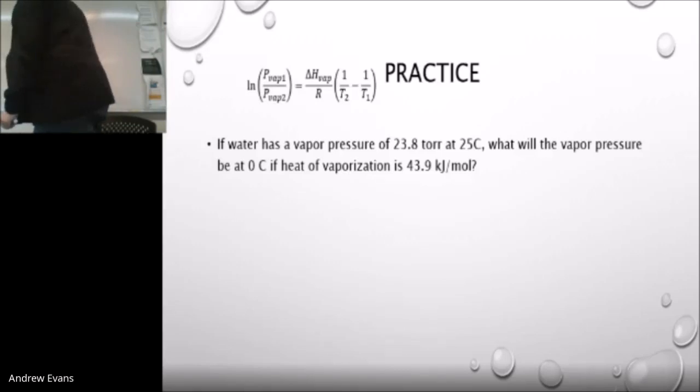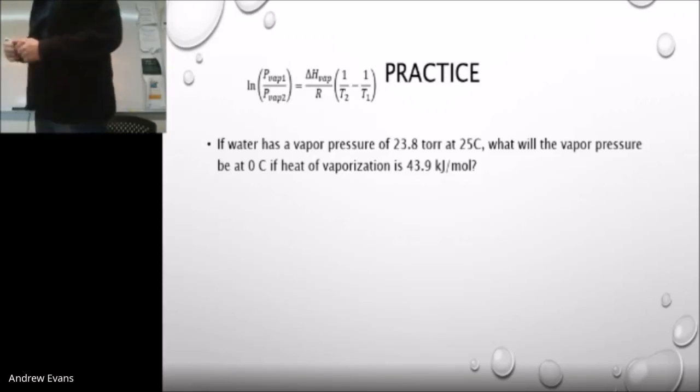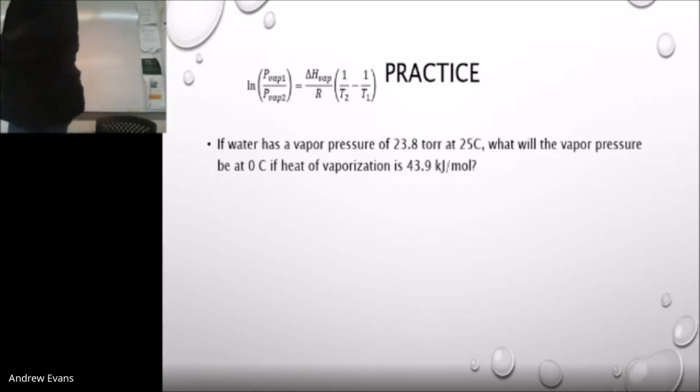Our first value is pressure of 23.8 torr. So P1 is 23.8. Our temperature is 25 degrees C. Of course, we cannot use Celsius, otherwise, when we have 0 degrees Celsius and we divide by 0, we're going to have a problem. So we have to turn this into Kelvin. 273 plus 25 is 298 Kelvin.